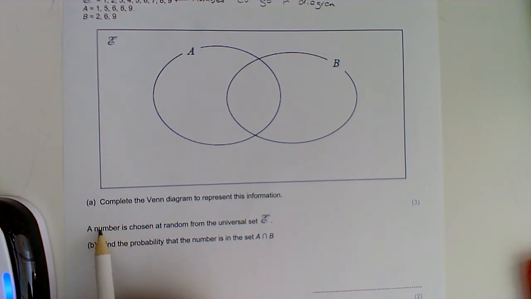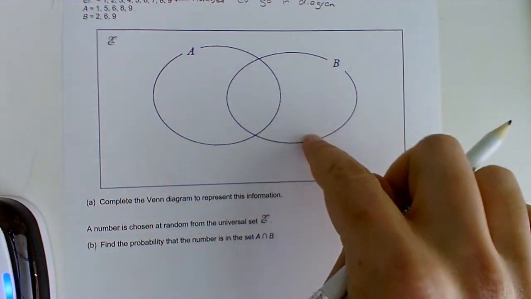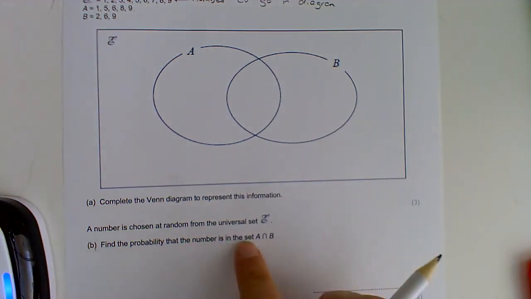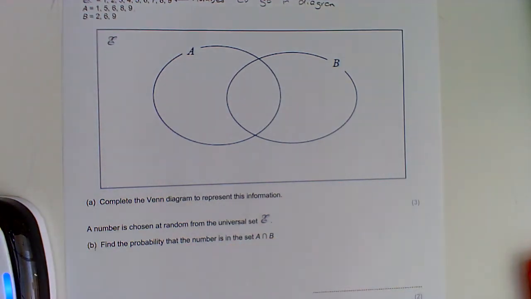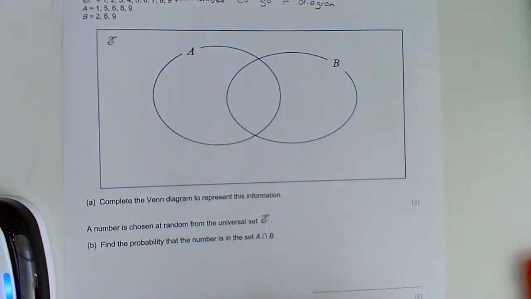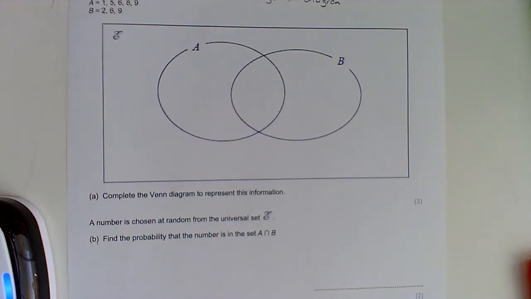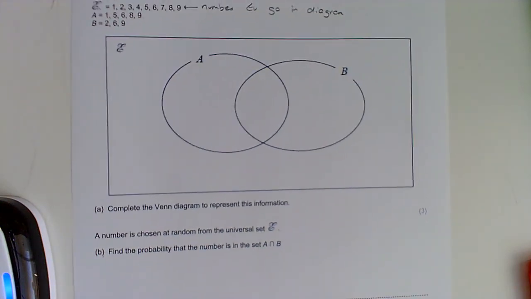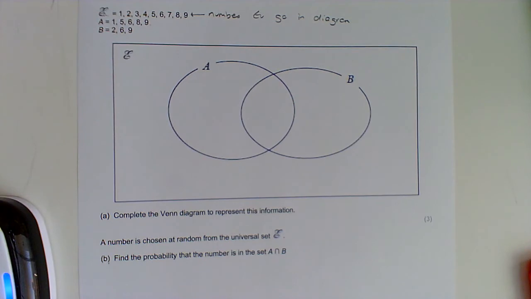Part B, a number is chosen at random from the universal set, so basically chosen from there. Find the probability that a number is in the set A and B. What that means is A and B, which is the intersection bit. So how many numbers are in there over how many numbers there are in the diagram, that's your answer. Okay, so pause the video, have a go at that one, and then when you're ready, come back and we'll go through it together.